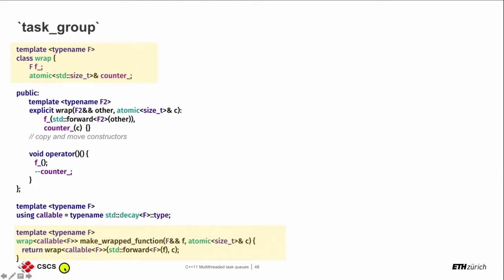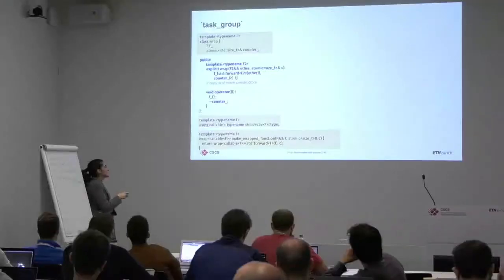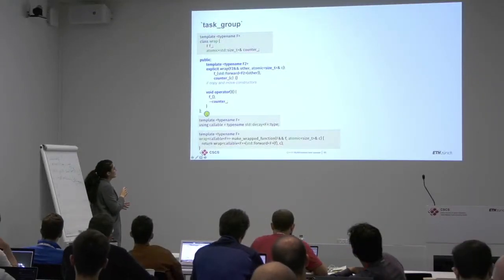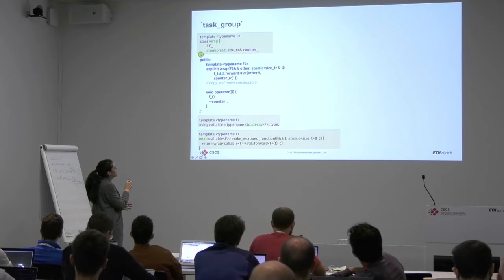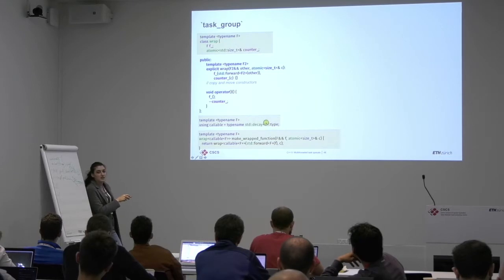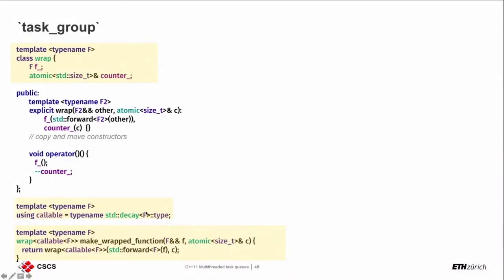You might notice this callable f here, which is std::decay of F type. I'm not going to go into too much detail into the std::decay stuff. Maybe it'll be covered later. The idea is to make sure that we get the correct type of f to copy it into wrap. So if we have an int reference f here, std::decay will give us back an int. So it will remove references when needed, just to make sure that we have the correct type of f. That's all I'm going to say about it.